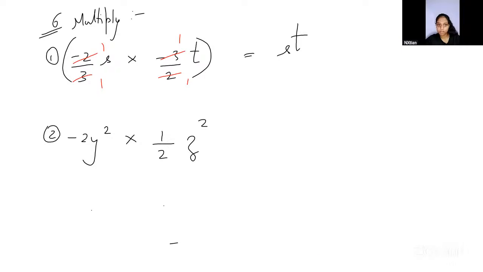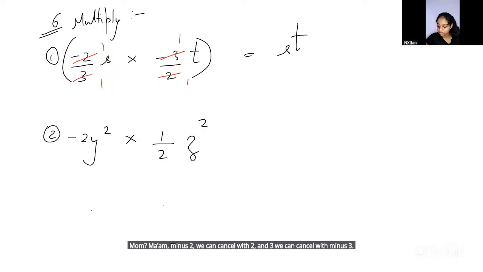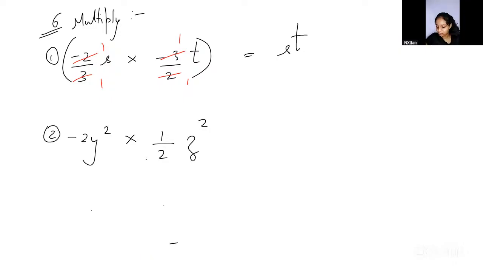Ma'am, minus 2 we can cancel with 2, and 3 we can cancel with minus 3. Yes, Abraham, absolutely, we can do that. Minus 2 with 2 we can cancel, and 3 and minus 3 we can cancel. Also here, 2 and minus 2 you can cancel.